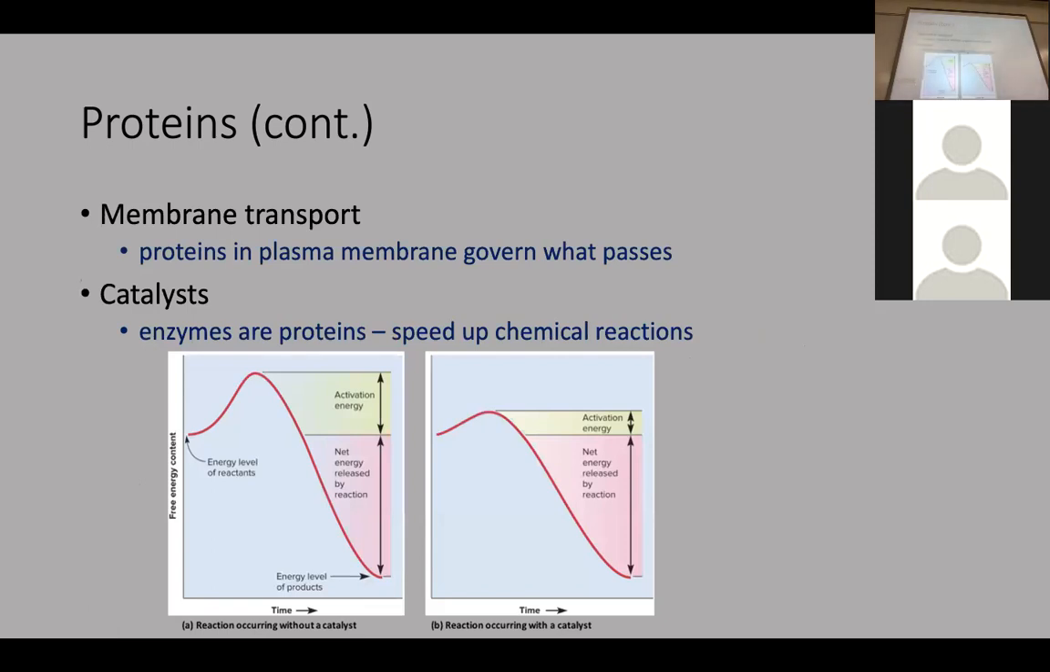They help transport things across the membrane. So they'll bind to hormones on the outside. They'll also transfer stuff into or out of the cell. We'll talk about that in the next chapter in a little bit more detail. But they determine what goes in and out. They're like the gatekeepers of a cell.